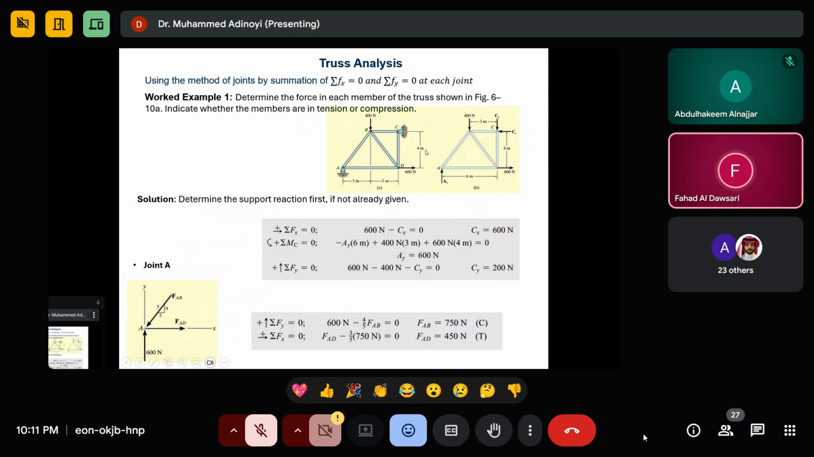We assume direction, Doctor, here. In this question, we assume direction. Direction in, like how?